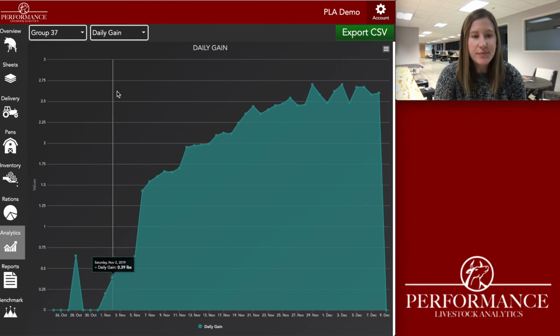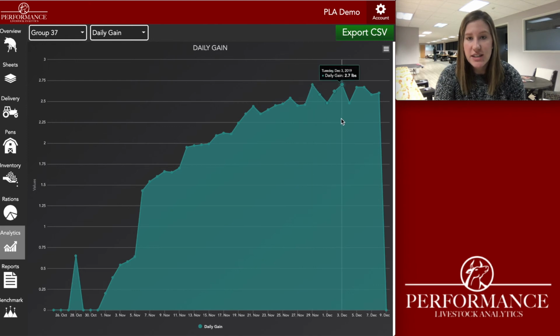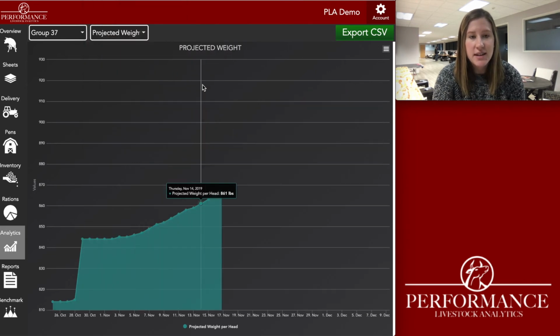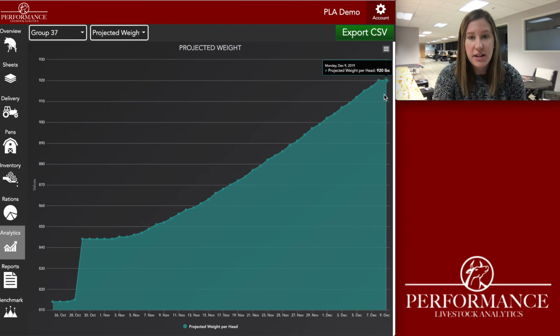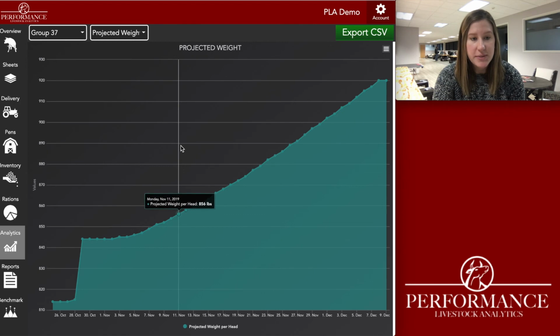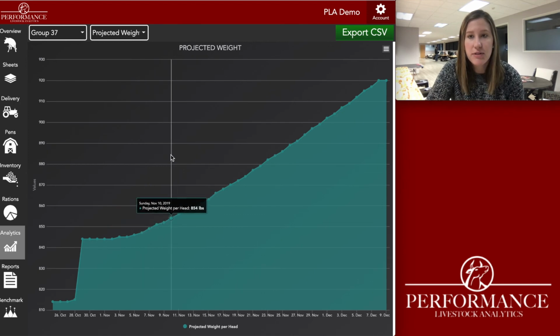But as you can see, this chart really shows you a nice breakdown of how those cattle pick up on feed and what their average daily gain is over time. So today, or yesterday, I suppose, they're sitting at a 2.6 average daily gain since their time on feed. The report that I like to use in conjunction with this is this projected weight. So you can see right where those cattle are at any given day, what the growth model is projecting and what the cattle are performing.